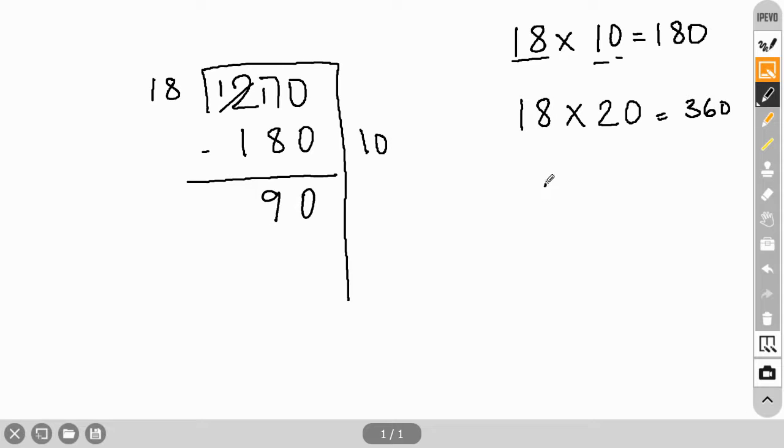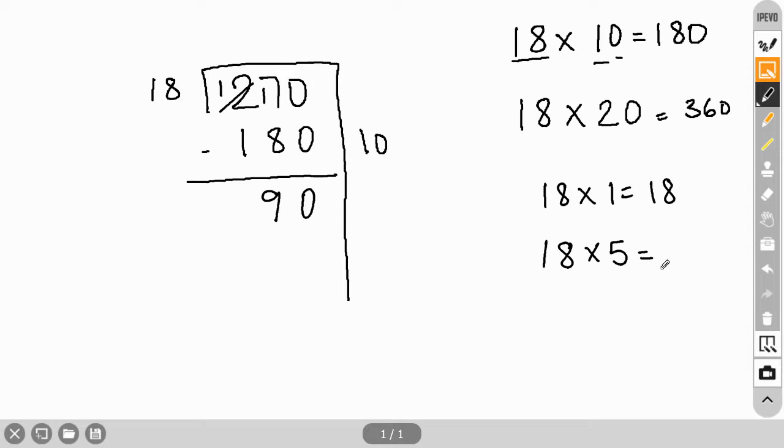And you know what I can do? 18 times 1, I know is 18. So I'm going to go further from 1. And again, I know 90 is half of 180. So what is half of 10? It's 5. Now you can keep trying 1, 2, 3, that's okay.